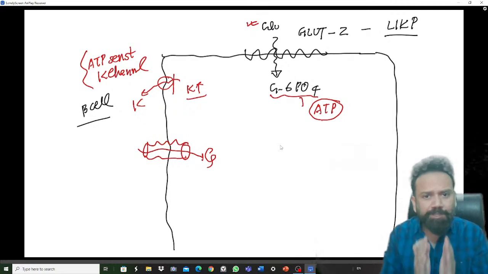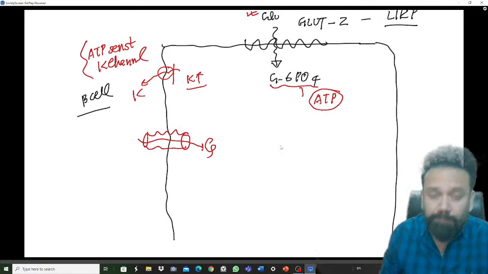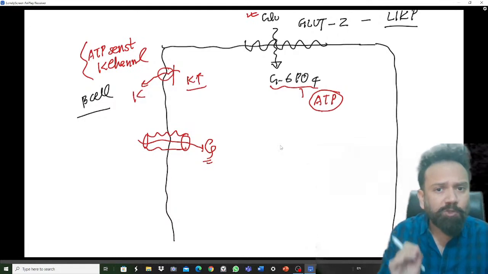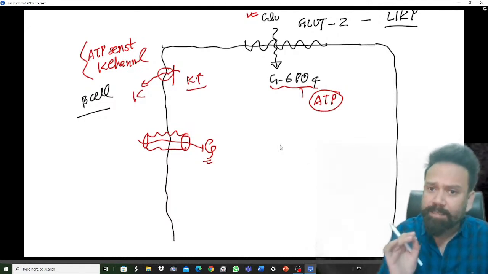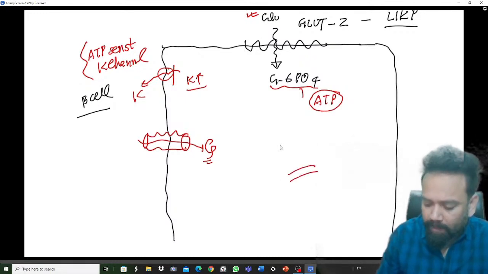The voltage gated calcium channel opens only when there is fluctuation in the voltage. When there is fluctuation in the voltage, calcium starts entering, and we know wherever there is exocytosis, you always need calcium. Yes or no? And inside the beta cell, you have insulin. This is the structure of your insulin.